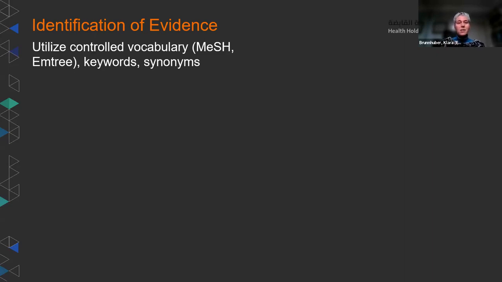There are helpers such as the controlled vocabularies that have been introduced and integrated within the databases, such as the MeSH headings, or indeed in Embase we have the Emtree vocabulary, and you can also utilize so-called keywords, and these databases also utilize synonyms, and you have to also make sure that you add as many synonyms into your search as possible as well.